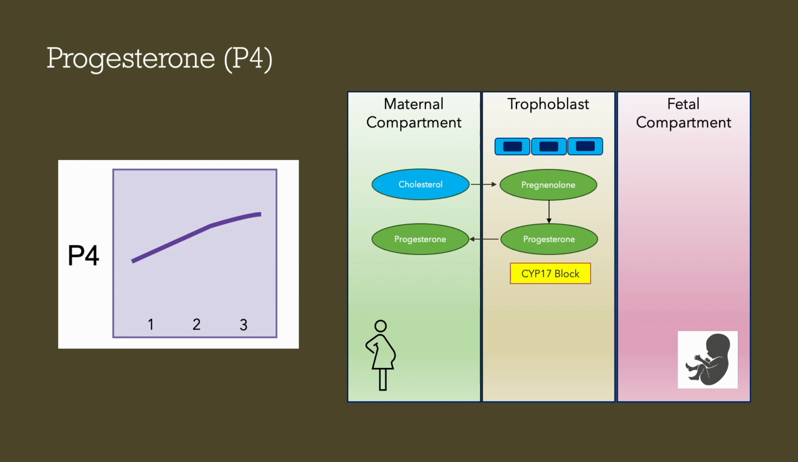So you can see that on the maternal compartment, cholesterol will enter into the trophoblast or the placenta and be cleaved and converted to pregnenolone. And this goes all the way down to progesterone, but there is a CYP17 block here. There's no CYP17 activity, and so it ends with progesterone. That progesterone can move back into the maternal compartment and will do all the things that we're going to talk about progesterone doing in terms of pregnancy and labor and not having labor.